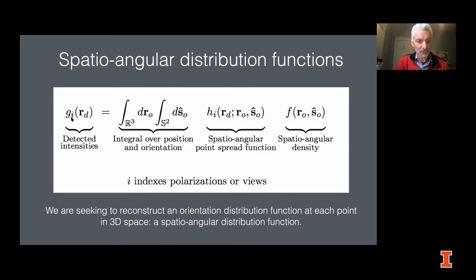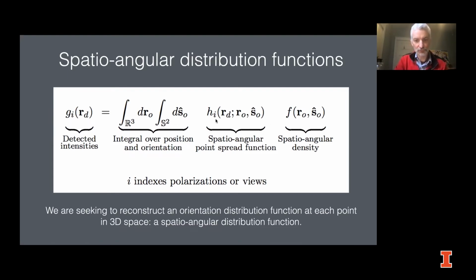And then we've got this discrete index I. This is because we can change the polarizer to 3 or 4 discrete settings. And this I can also index whether we're looking from view A or from view B, from camera A or camera B. Okay, so this is what we measure. This is what we want to reconstruct.